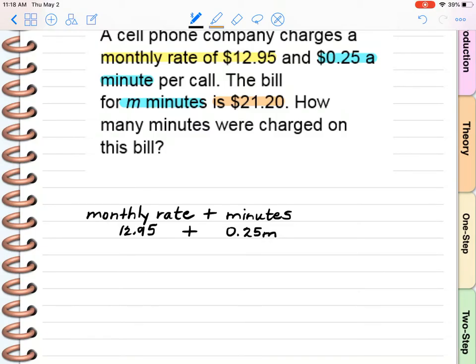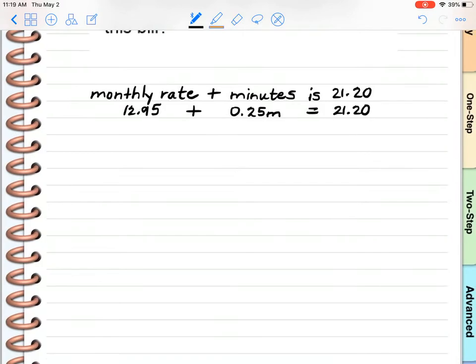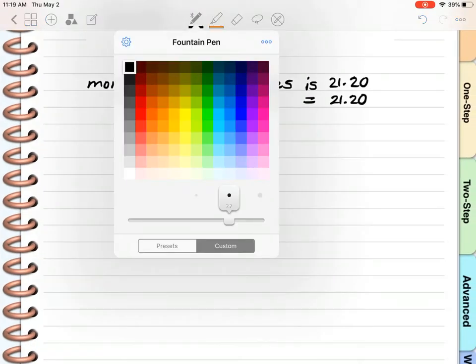That's what varies. In one month, I may not use a lot of minutes. In another month, I may use lots and lots of minutes. In my family, everybody's birthday is in December. So for me, that month would have a lot of minutes, where other months may not. But for this particular month, the bill was, that's the equal sign, $21.20. So I have built the equation that we need to solve, and let's go ahead and solve it.